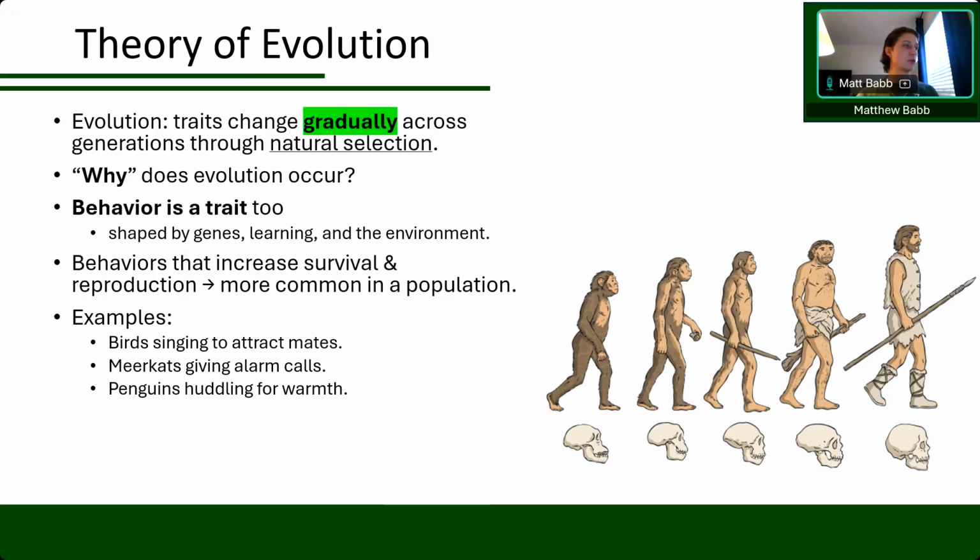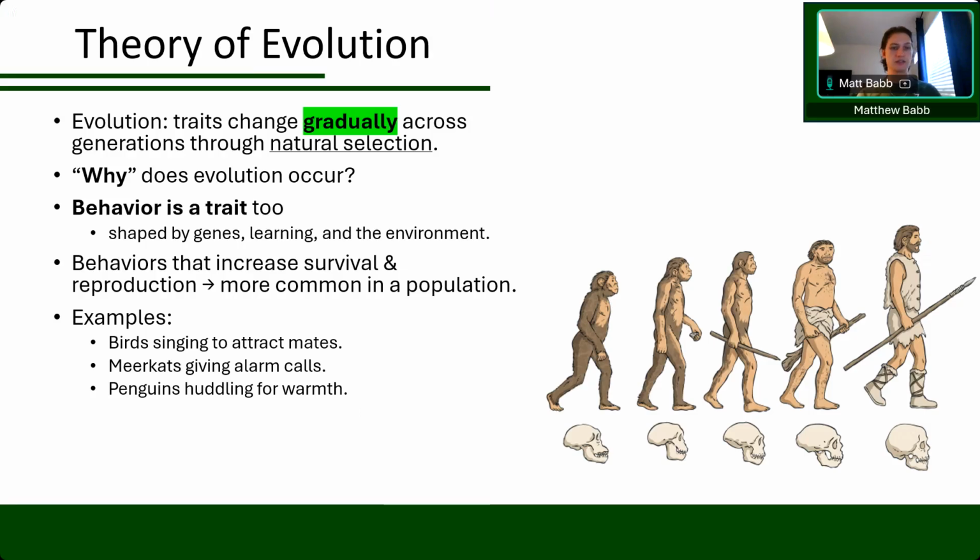And so here are some examples, right? Birds singing can attract mates. Meerkats giving alarm calls can increase the survivorship of the other individuals in the group. Penguins will huddle together for warmth, increasing their ability to survive. So these are all examples of behaviors that have been selected for over time through evolution. And so just remember, a behavior is simply a trait. And the way that it comes about can vary with the behavior, but it is a trait that can be selected for.